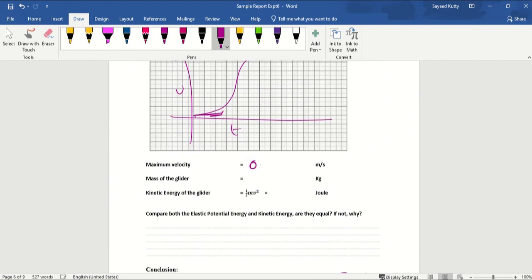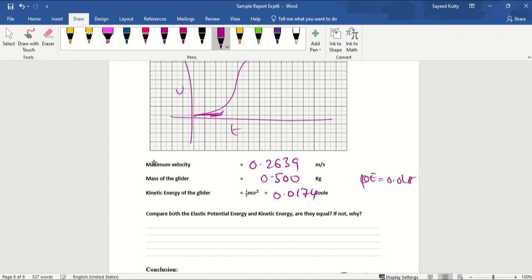Maximum velocity 0.2639. What is the mass of the glider? 500 gram. So what is the kinetic energy? Just simply calculate half mv square, half into 0.2639 square. When I did the calculation, I'm getting 0.0174.